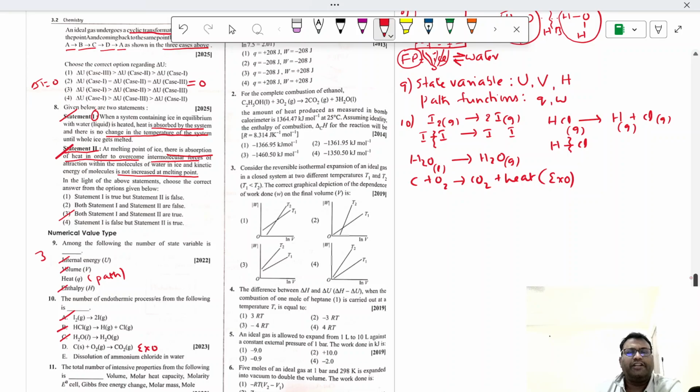Dissolution of ammonium chloride in water. We need to remember this. So this is water, and you are adding NH4Cl. When you add NH4Cl, some energy is used to break the lattice and some energy is released as hydration enthalpy. Overall, energy is absorbed. As energy is absorbed, again this is an endothermic process. So totally there are 4 endothermic processes. Okay.